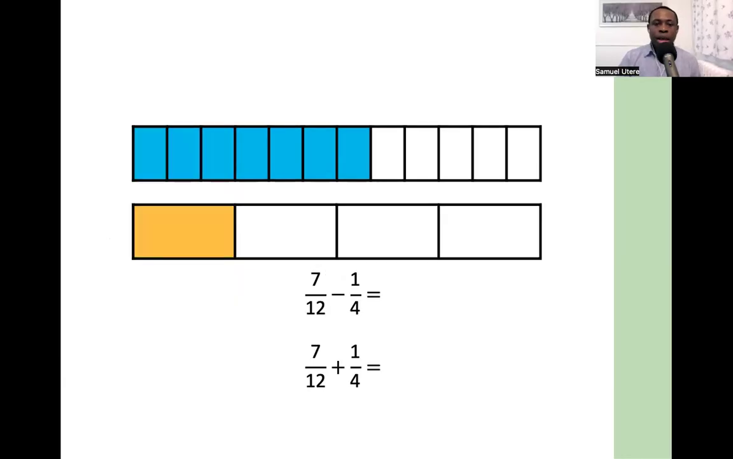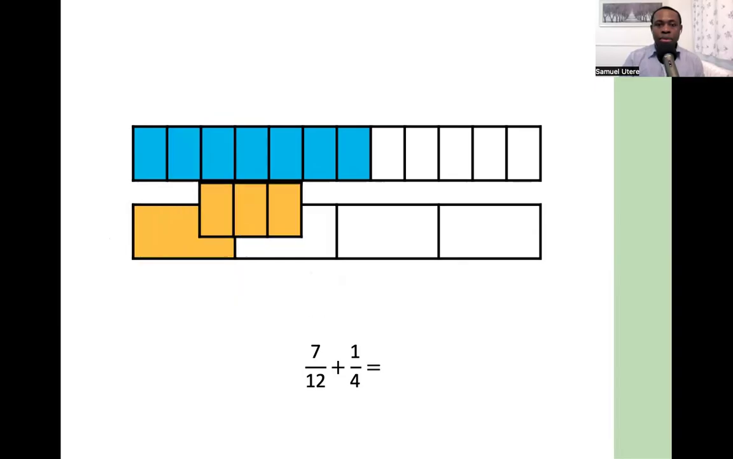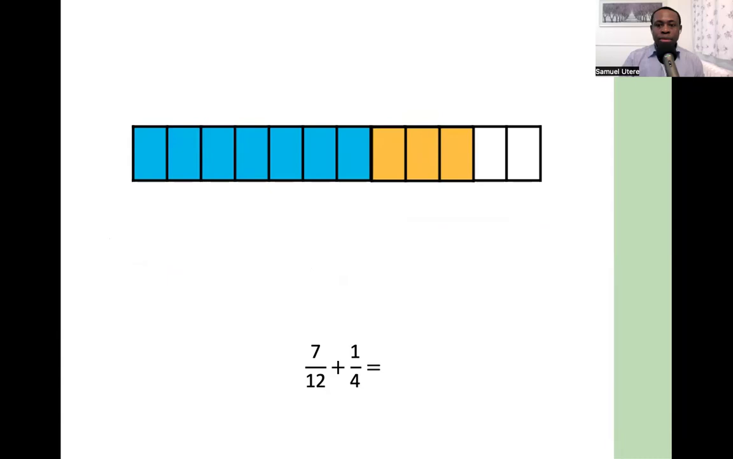What about if we add them? If we add them, we'll get a different result, because note that although we have 7/12, 7 parts out of the 12 shaded, you can see that this part is actually equal to 3 of those equal parts. So when you add them to what you had already, you will have as your answer 10/12, which if you simplify will be 5/6.